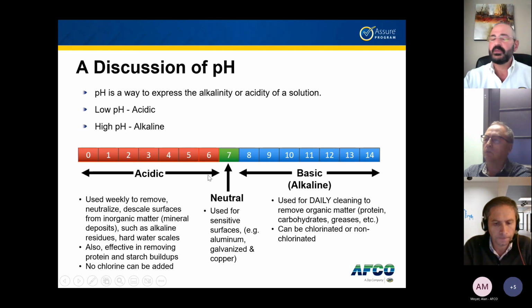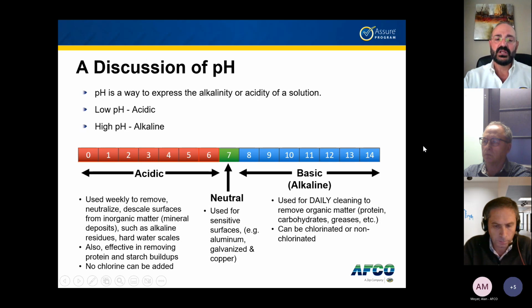And that's why we always recommend using an acid cleaner or descaler. It can be called a cleaner or descaler, although it is not meant to clean organic matter. We use it once a week, and the alkaline detergent should be used every day of the week. So acid is for descaling, and alkaline is to clean the surfaces of the equipment every day.